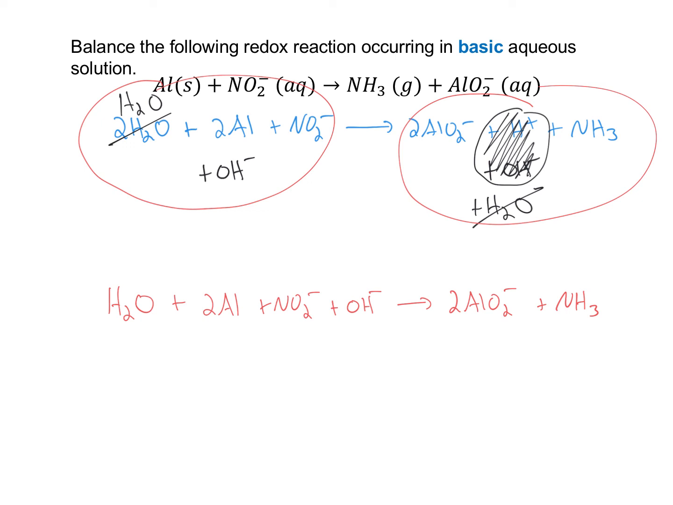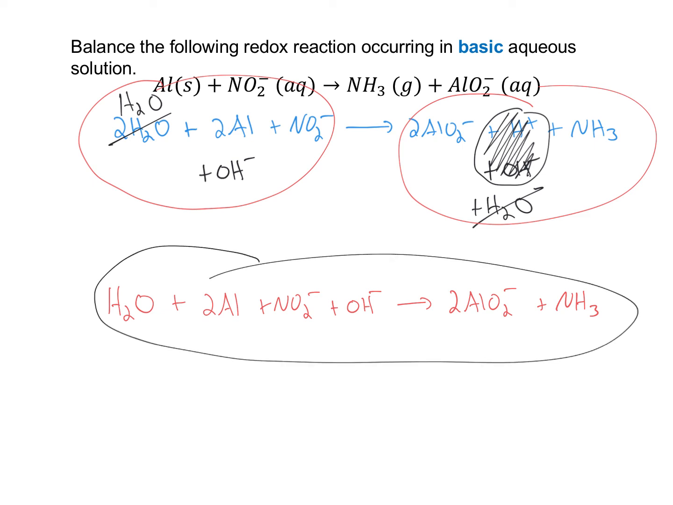Let's double check and make sure that everything has remained balanced. So I've got 2 plus 1, I've got 3 hydrogens, 3 hydrogens. I have 1, 2, 3, 4 oxygens, 2 times 2, 4 oxygens, 2 aluminums, 2 aluminums, 1 nitrogen, 1 nitrogen. So the atoms are balanced. As far as the total charges, I've got -1 plus -1, so I've got -2 on the reactants. 2 times -1, I've got -2 on the products. So my redox reaction is balanced in basic conditions.